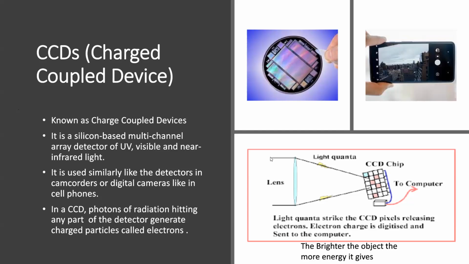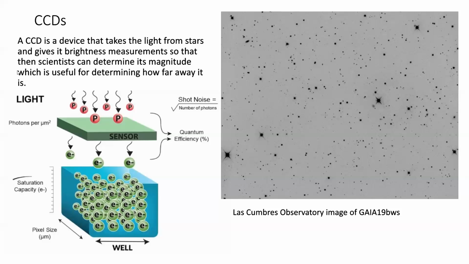So the way that the CCD works is the light goes through the lens and it goes into the CCD chip, then it goes into the computer, and then it lets you take a photo, in this case if you want to take a picture with a phone. And the brighter the object is, the more energy it gives. And more about CCDs.